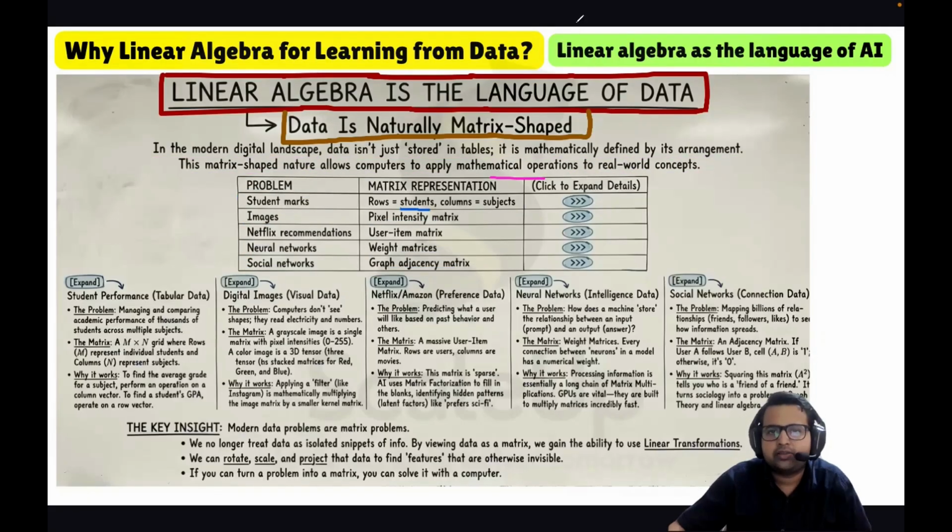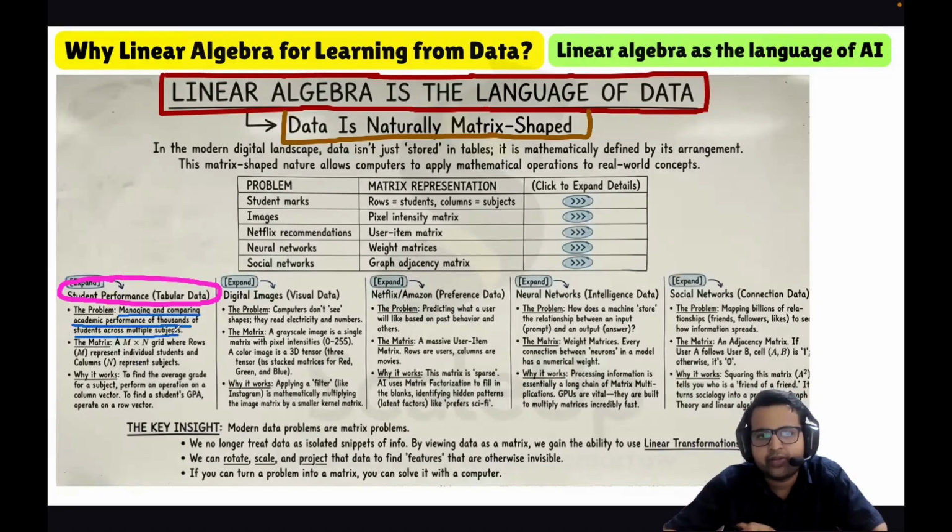Now all these we can discuss in some more detail. If I talk about student performance, which is tabular data, we already saw that. Here the problem is managing and comparing academic performance of thousands of students across multiple subjects. Just imagine a college containing thousands of students. Here the matrix can solve the problem.